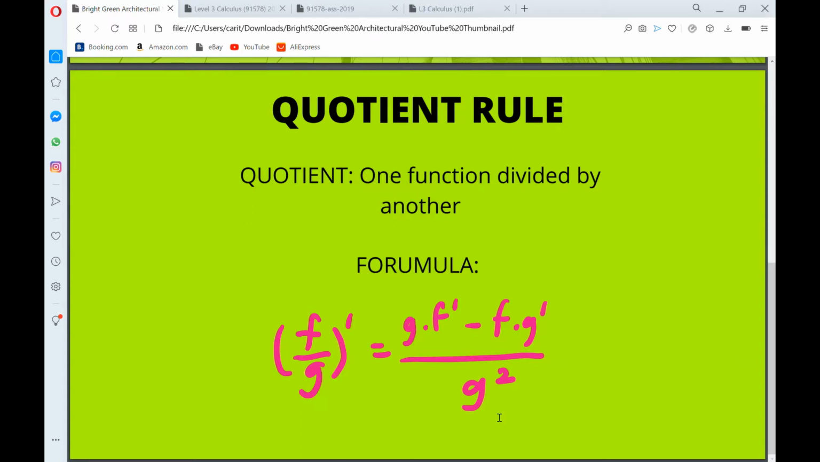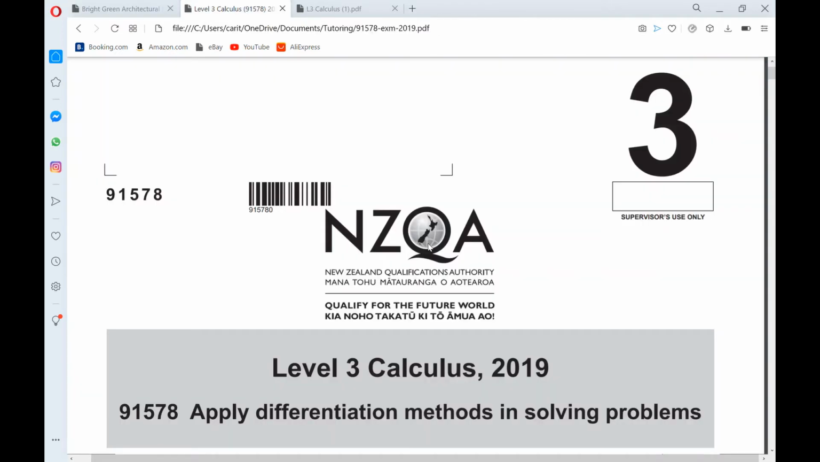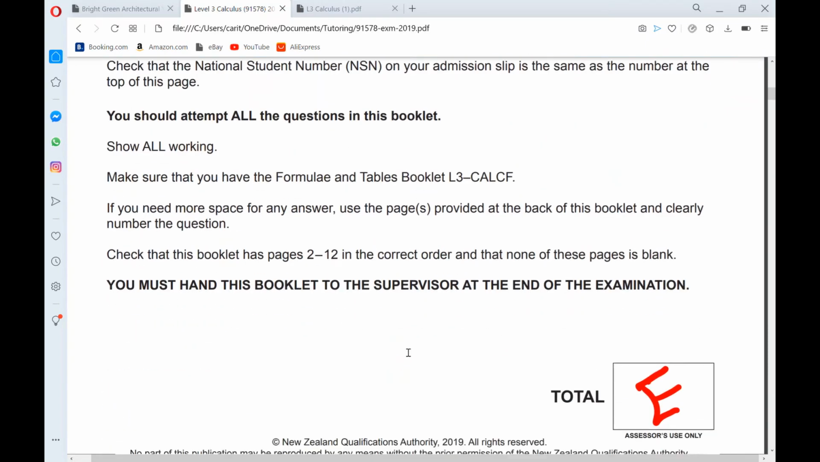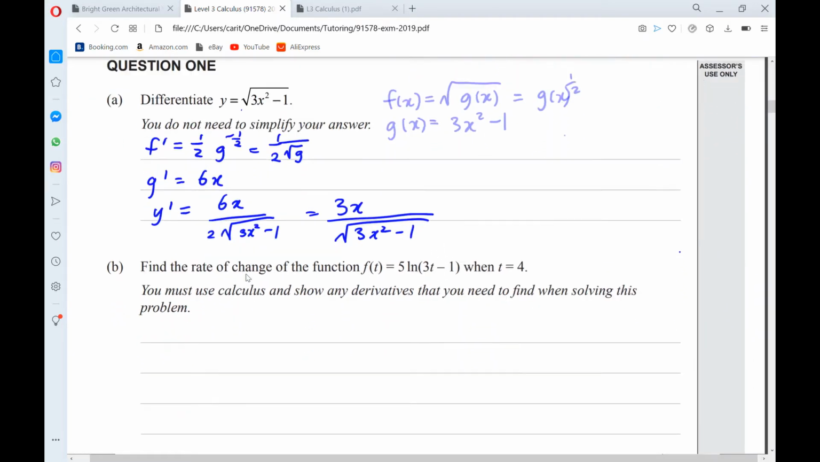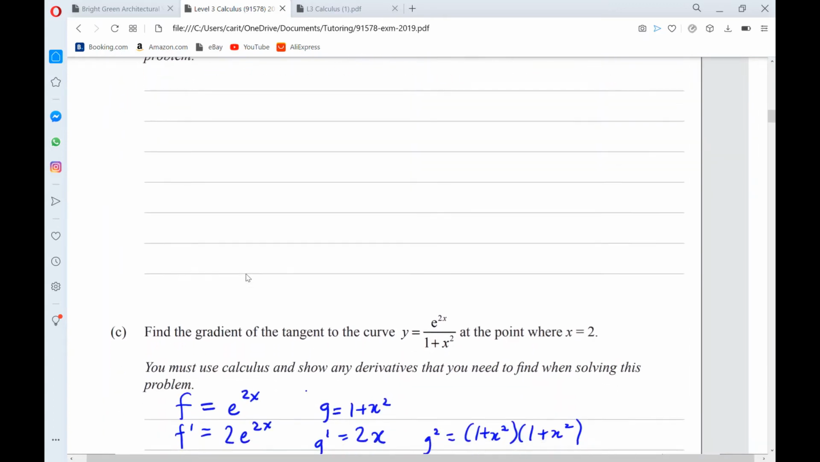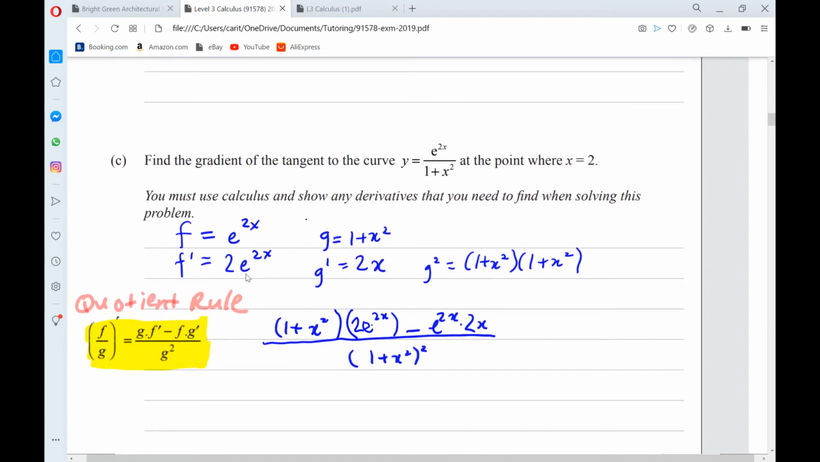And to differentiate this, we need to carefully remember which function we denote as f and which function we denote as g. We're going to go over an example in the 2019 Calculus differentiation paper. I've already done a video on chain rule and question 1a and how to solve that in a different video, so please do go check that out if you're curious. We're going to be looking at question 1c today.